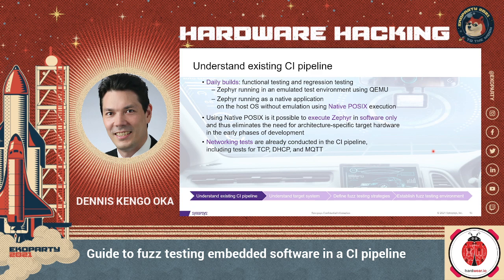We also have cases where Zephyr is running as a native application on the host OS without emulation, using native POSIX execution. So this is interesting, because using native POSIX, it's possible to execute Zephyr in software only. And that eliminates the need for any architecture-specific target hardware, especially in the earlier phases of development. There are also already networking tests conducted in the CI pipeline, which includes tests for TCP, DHCP, and MQTT.